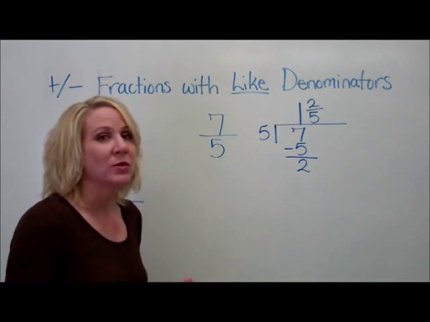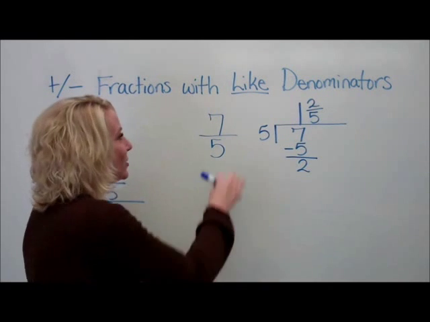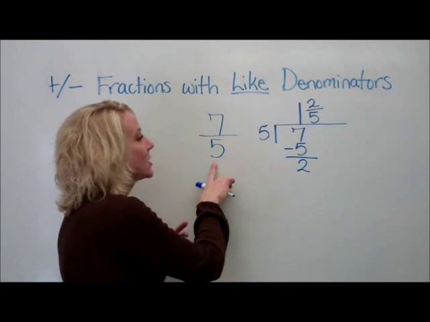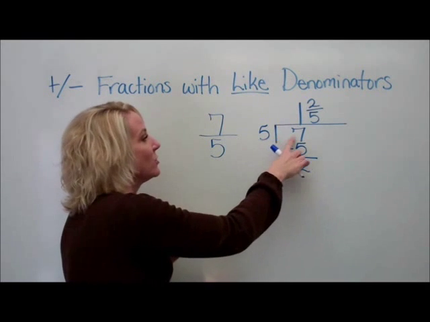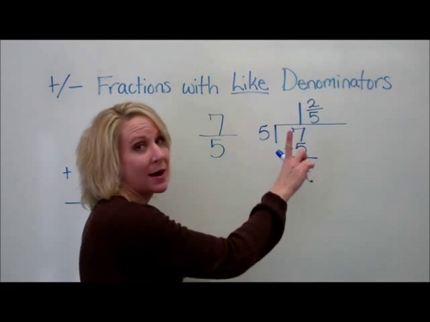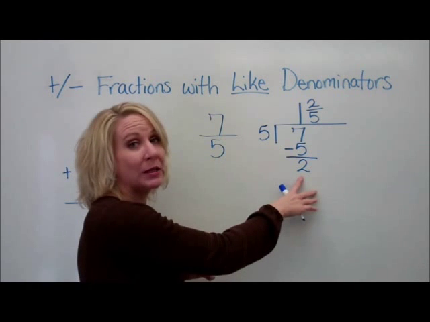So again, what you do is you take the top-heavy fraction, the improper fraction, and you take the numerator and you put it inside of your division bar. You take the denominator, it goes on the outside. This is your dividend and your divisor. You divide 7 by 5. 5 goes into 7 one whole time. 1 times 5 is 5. Subtract, we have 2 left over.